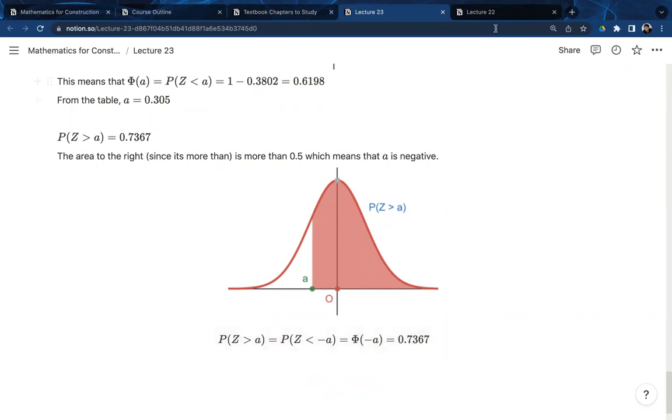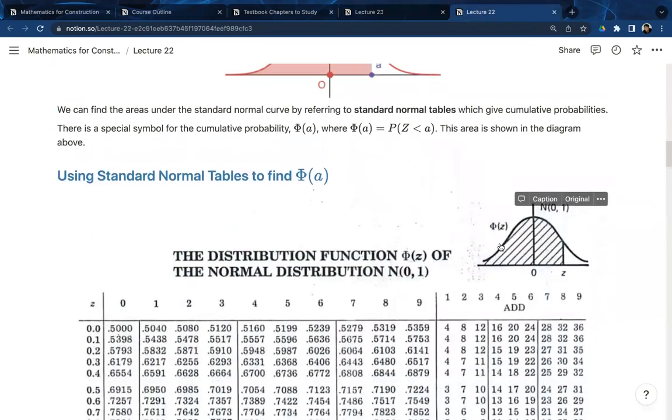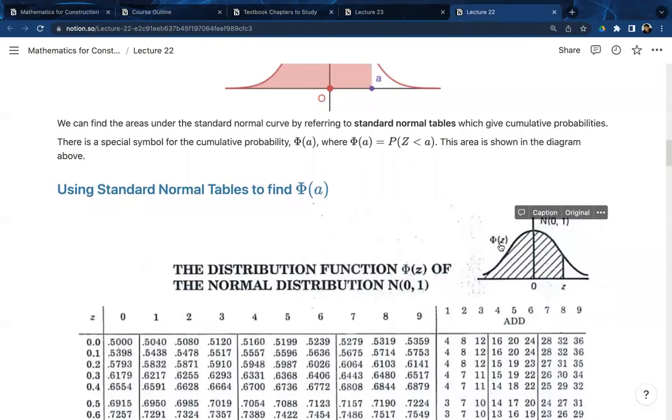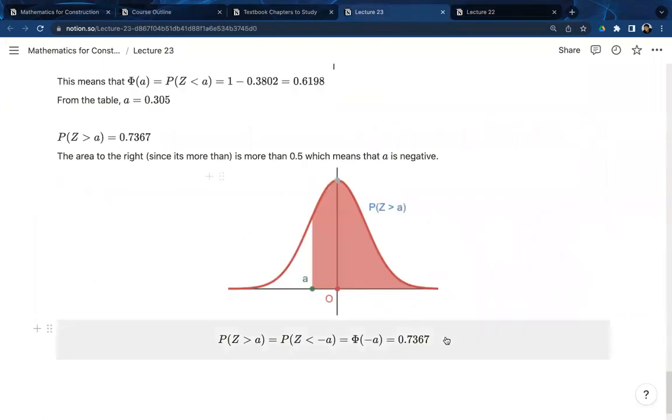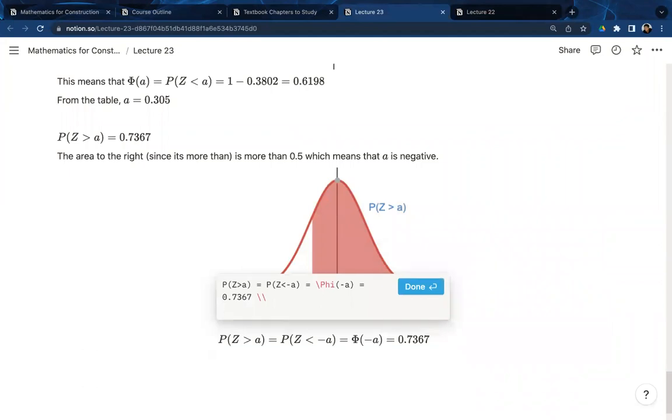Where is 0.7367 on this graph? Look here, 0.7357, and you add 10 to get 0.7367. So there's 0.63, 0.633, right? So negative A is equal to 0.633.